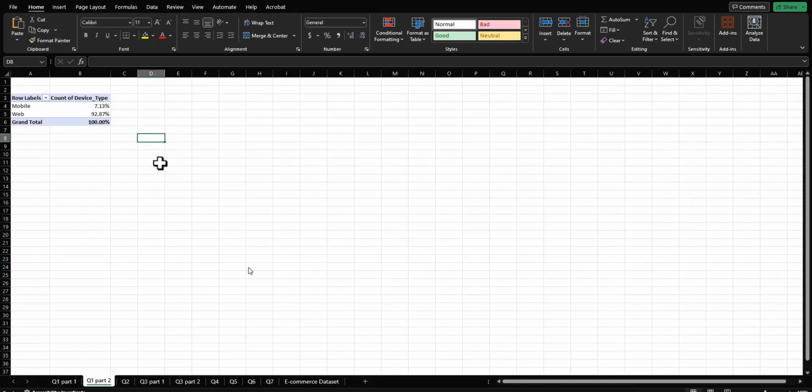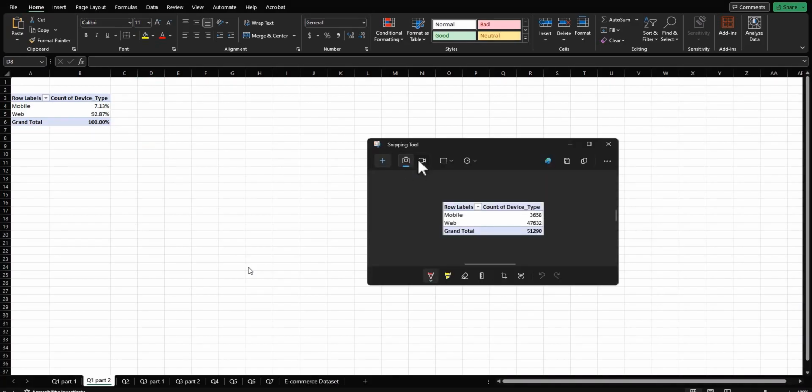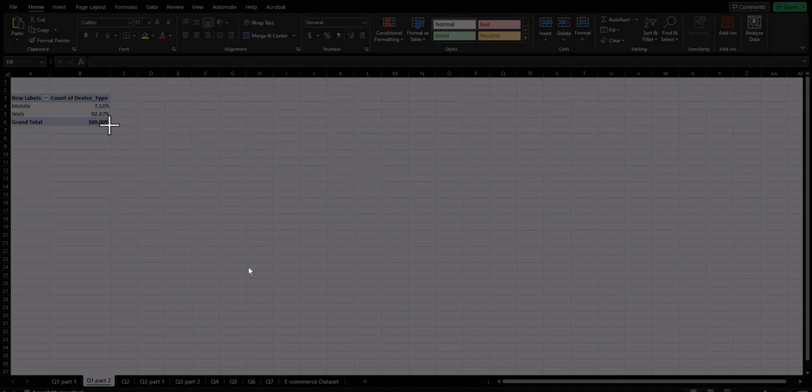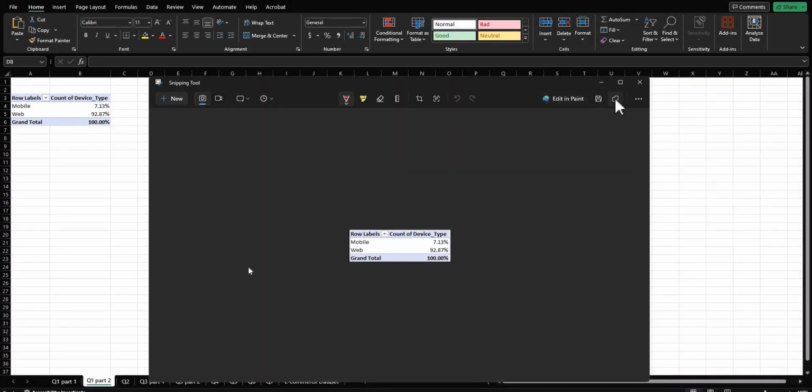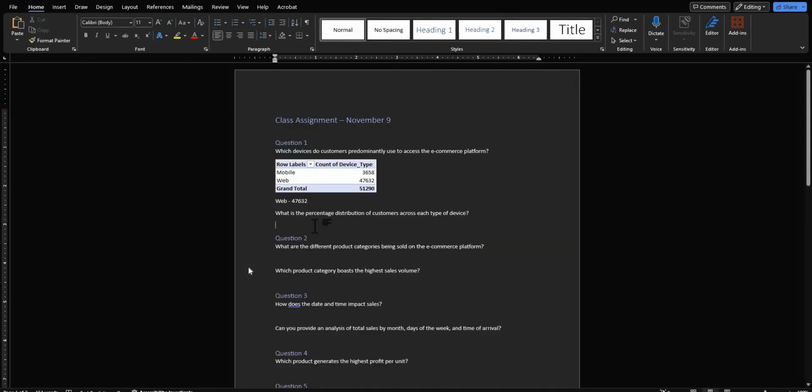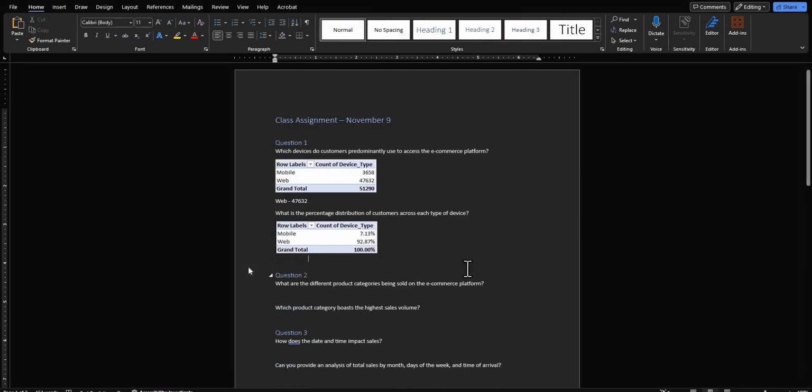That gives me the percent of the grand total here, and I'm going to open up the snipping tool again, and I'm going to take another screenshot of it, just like that. All right. I need a copy of it, and paste that in here. That's like that. And then I will answer the question: mobile, 7.13%, web, at 92.87%.